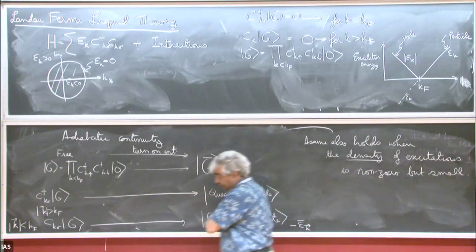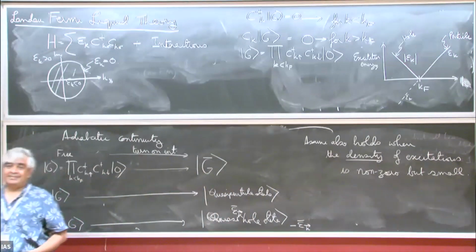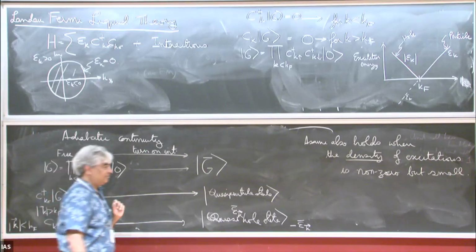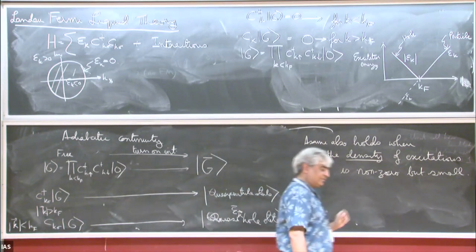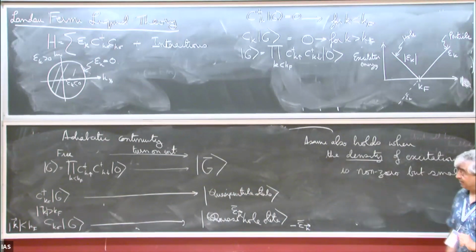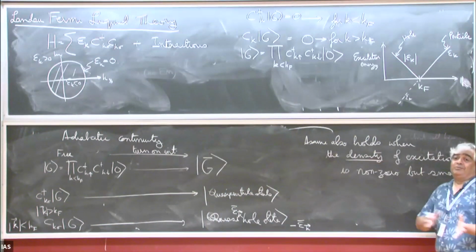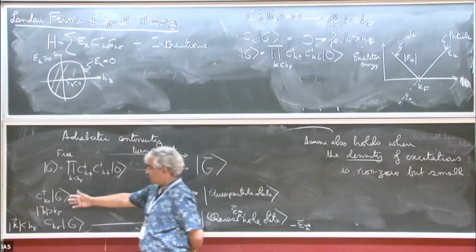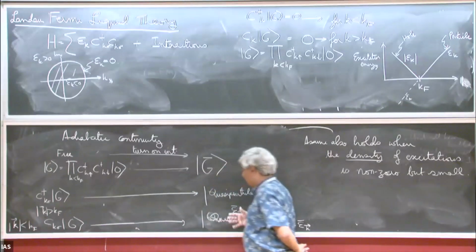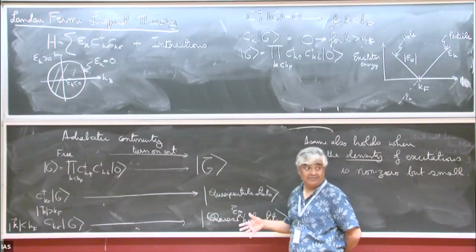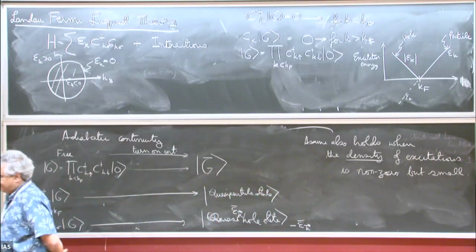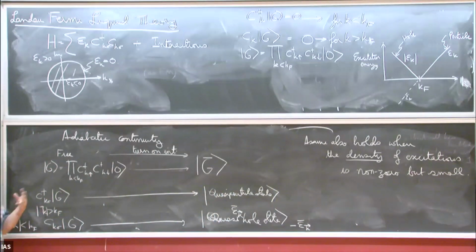Then does this process of adiabatic continuity still hold? Landau's claim is that yes, it does. Even when you have a low energy density and low number density of excitations, there is still a one-to-one correspondence between the excited states of the free electron gas and the excited states of the interacting electron gas. This is a much stronger claim because the number of such excitations is exponentially large.